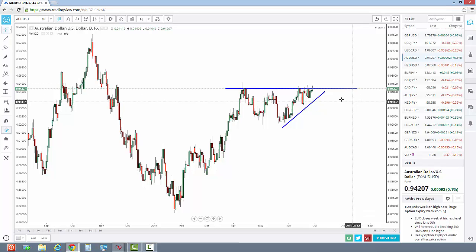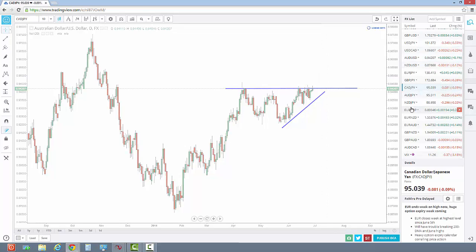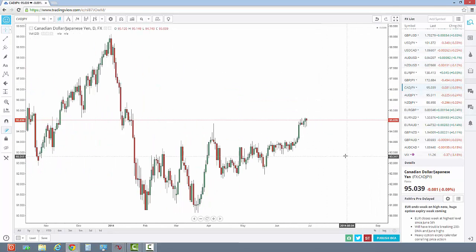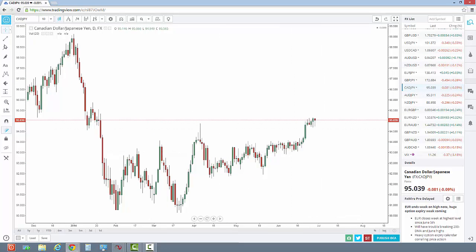But this particular type of setup would generally indicate a break to the upside. The same thing that we saw on Canada yen. Again, we looked at this. I played this thing for forever. I played it to the downside. I played it to the upside.